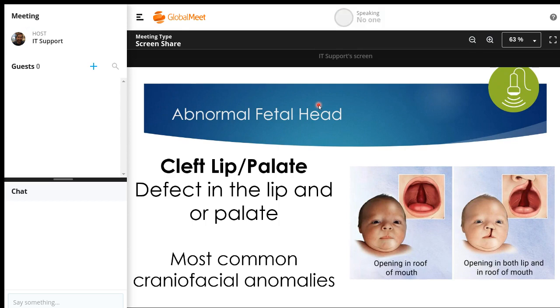And it is considered the second most common congenital malformation. It consists of 13% of all anomalies. So that's a lot. You could have a cleft palate by itself, a cleft lip by itself, or a cleft lip and palate together.